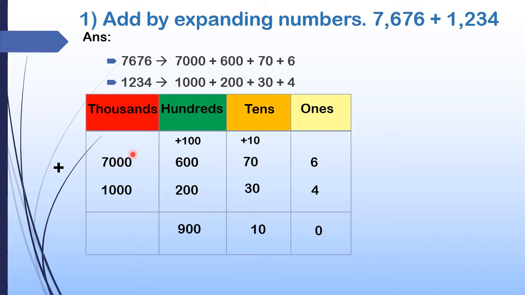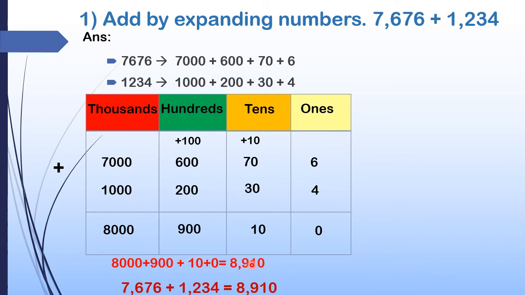Then we have to add thousands column. So what is 7 plus 1? 8. So 8000. So 8000 plus 900 plus 10 plus 0. That is 8910. This is the answer. So 7676 plus 1234 is equal to 8910.